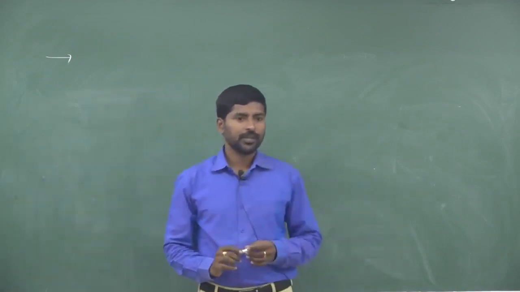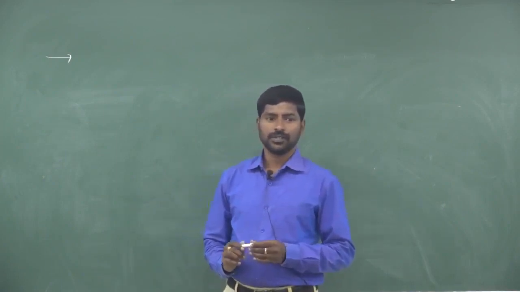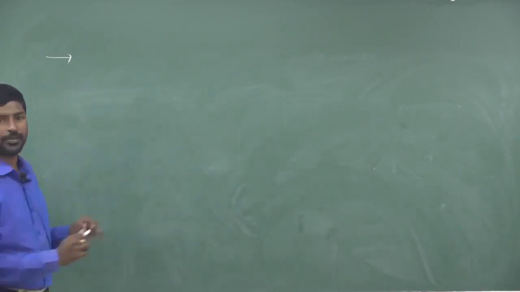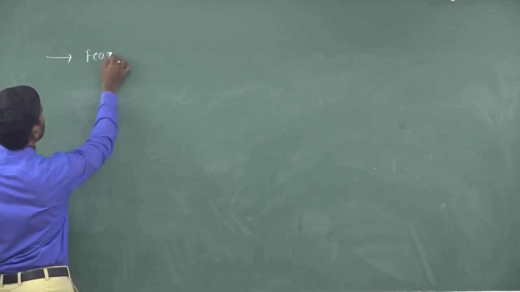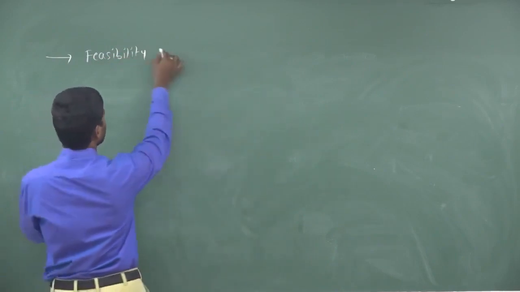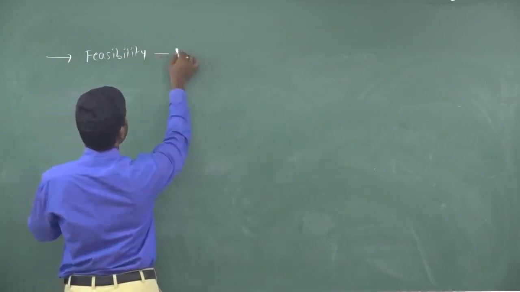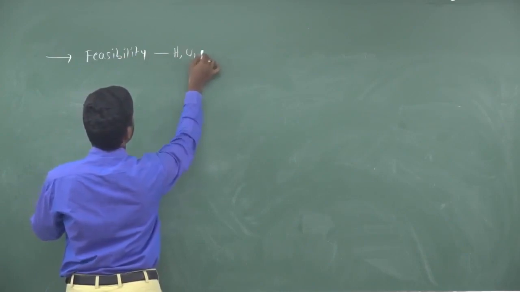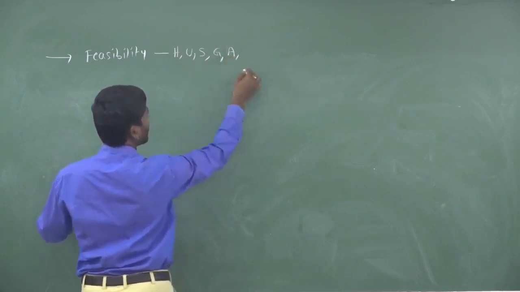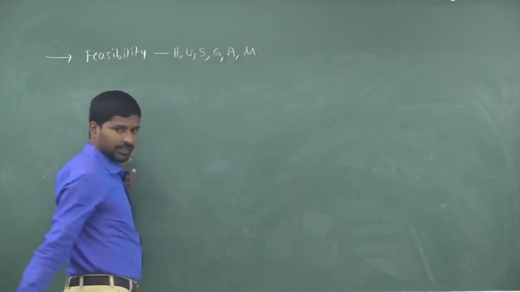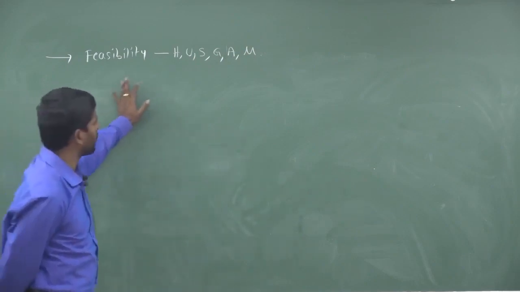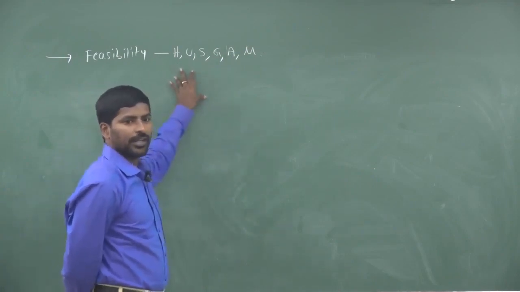What is one of the important applications of thermodynamics? Thermodynamics gives information about what? Feasibility of a process. So that feasibility we can verify by using enthalpy, internal energy, entropy, Gibbs free energy, Helmholtz free energy, chemical potential, etc. So by using all these variables, we can verify feasibility of a process, whether a given process can take place or cannot take place.